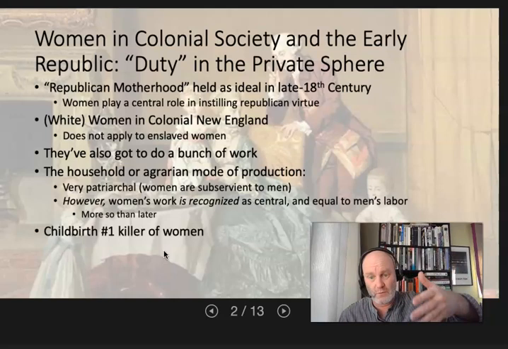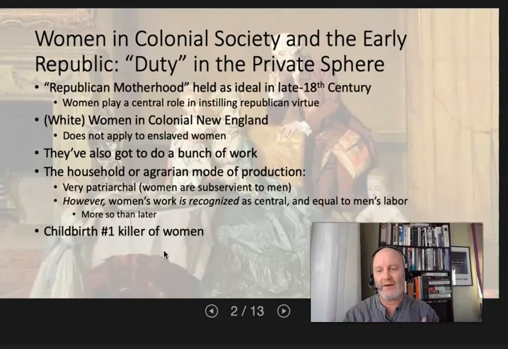So the idea that women should have control over their own bodies and in particular their own timing, like when they're going to give birth, is a major thing that we'll see emerging in later feminist movements.